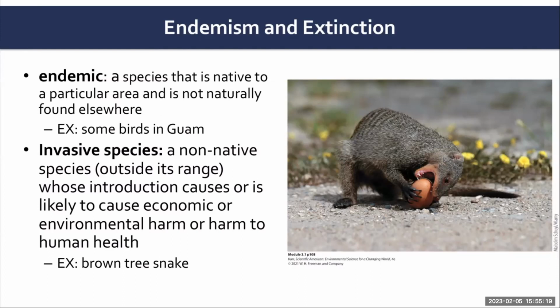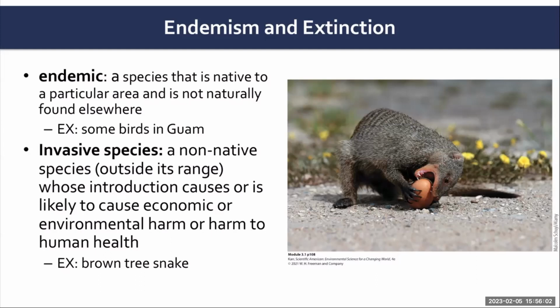An invasive species is a type of non-native species, right? Meaning it evolved somewhere else and has been introduced to a new environment. Not all non-native species are necessarily invasive, but many are. Invasive species are ones whose introduction goes on to cause some type of ecological, economic, or environmental harm, okay? So the brown tree snake in Guam has contributed to the decline of many bird species, and so is considered an invasive species. Invasive species management, again, is a topic that we'll come back to.